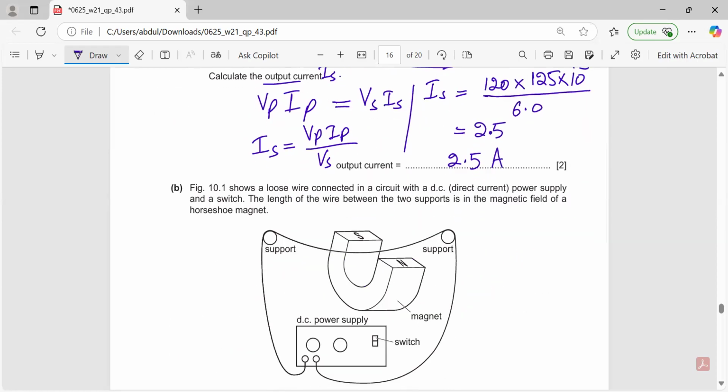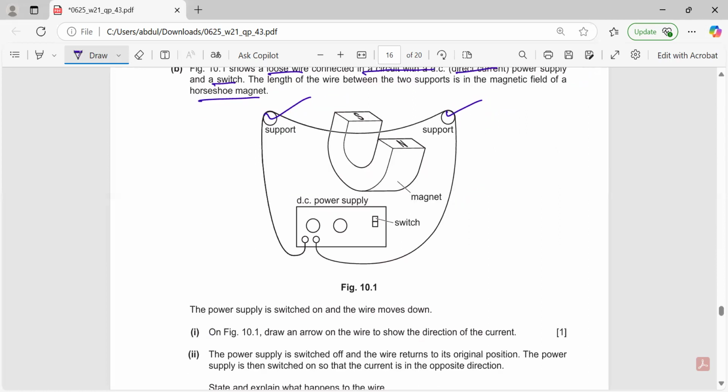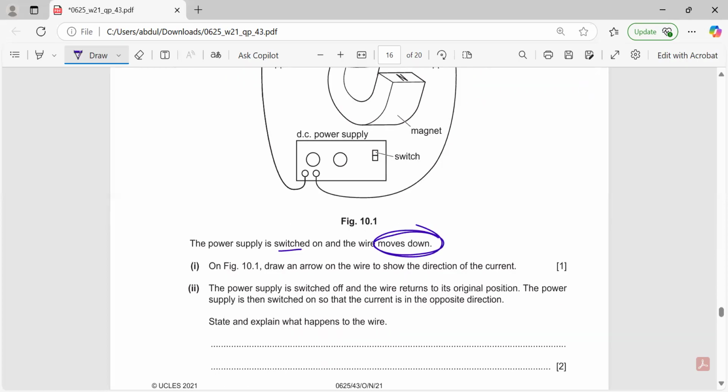Figure 10.1 shows a loose wire connected in a circuit with a DC, direct current, a current that keeps on flowing in the same direction, power supply and a switch. The wire between the two supports is in the magnetic field of a horseshoe magnet. The power supply is switched on and the wire moves down. On the figure, draw an arrow on the wire to show the direction of the current.